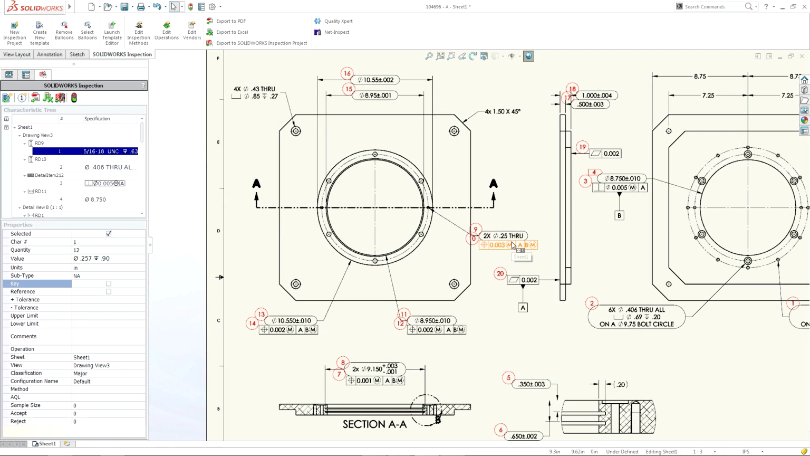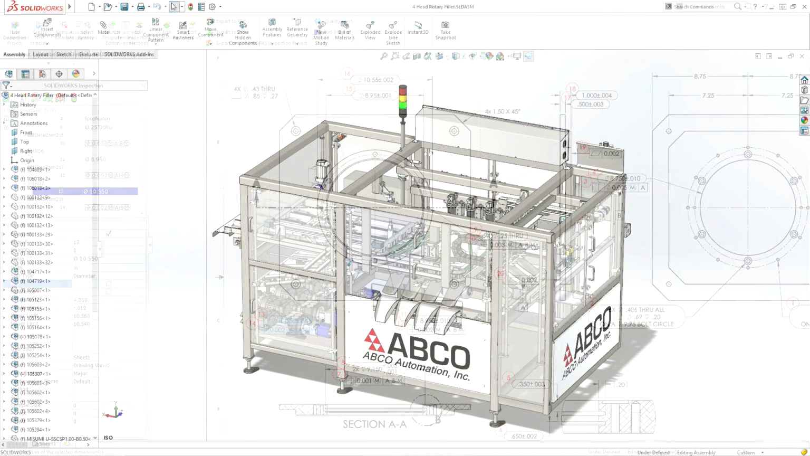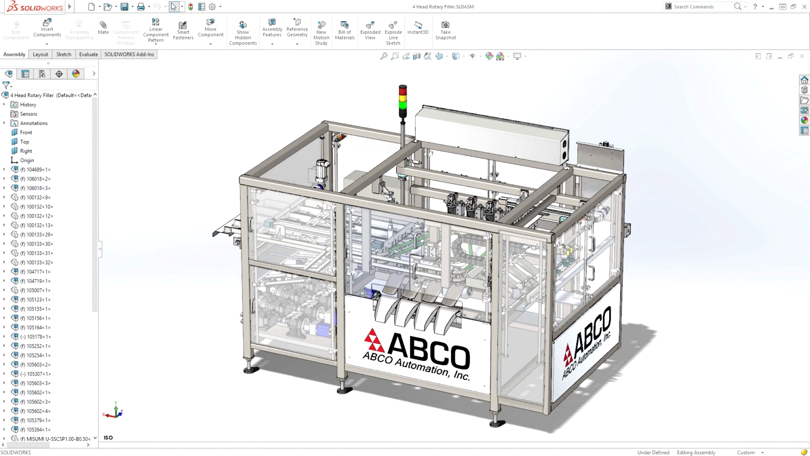By eliminating errors and lost productivity due to manual translation of engineering data, SolidWorks Inspection enables industrial equipment manufacturers to produce higher quality products faster while accelerating time to market.